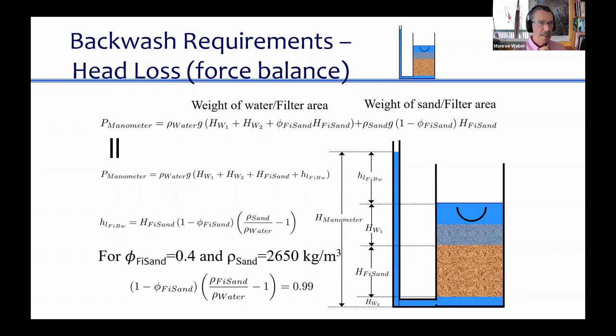Do I still multiply by 1? As in, if it's garnet, we can say the porosity is still the same, but the difference is that the density of garnet is a whole lot greater. So that rho sand over rho water minus 1 is going to be a much bigger number, and that means the head loss is going to be a much bigger number too. So if you're trying to fluidize garnet, it's going to require a whole lot more head.